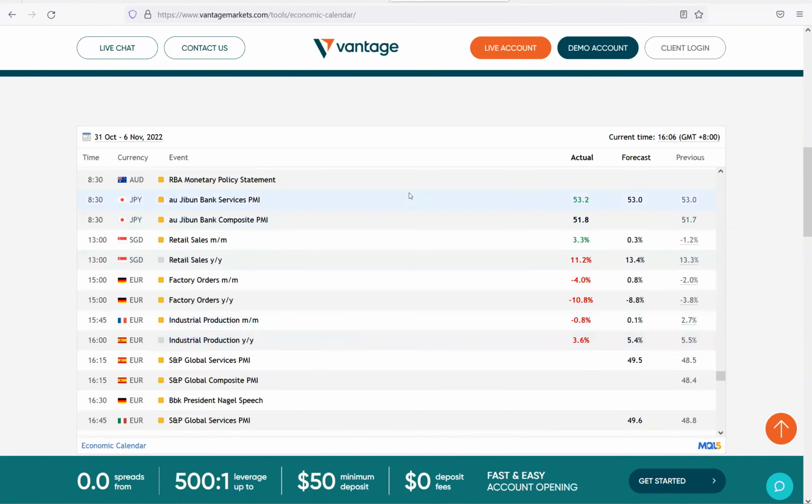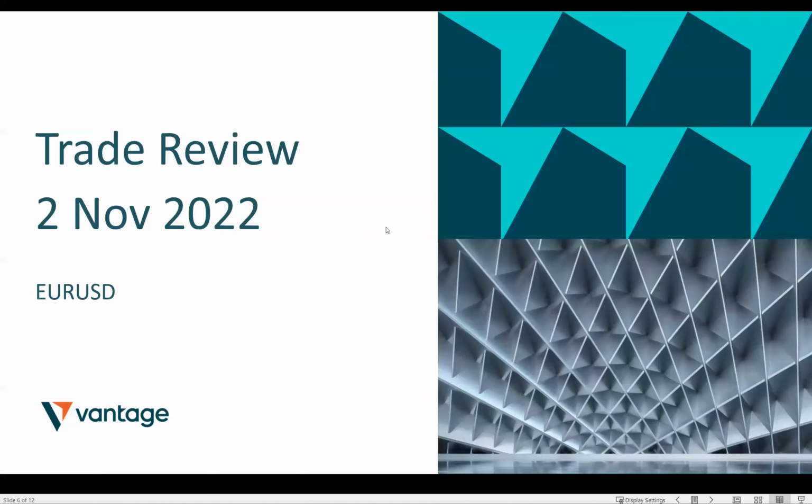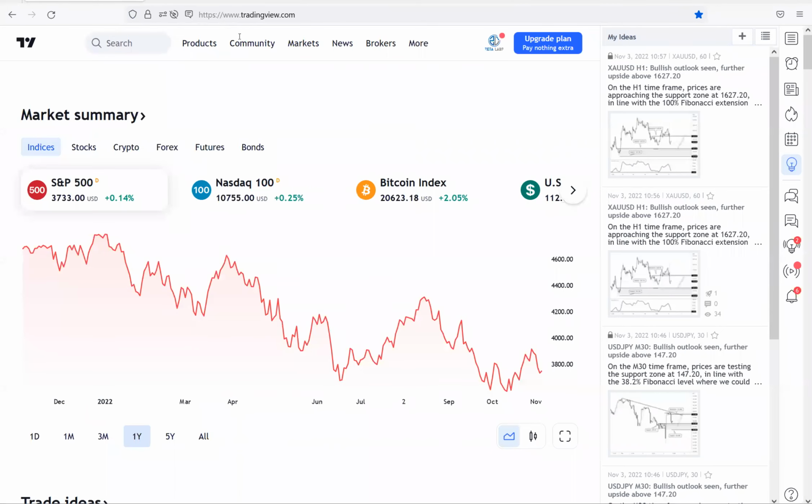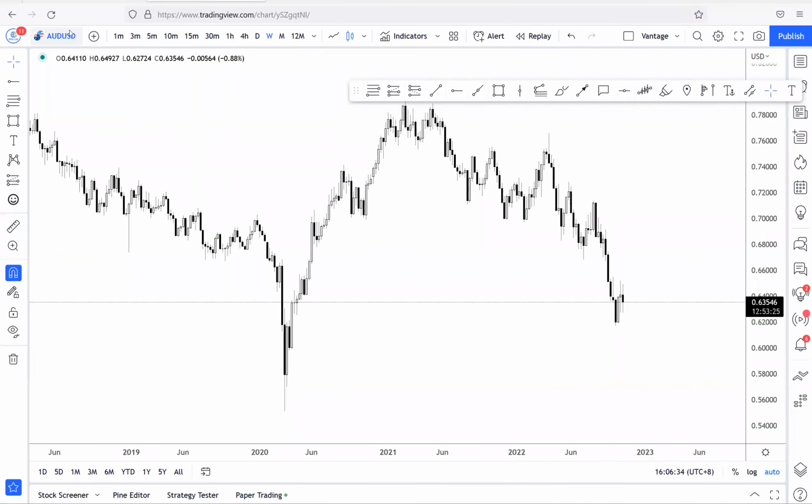Okay, so let's take a look at Eurodollar for a start, and then after Eurodollar, we'll take a look at Aussie dollar. So let's hop on to our charts. On our charts itself, let me just bring up the charts.